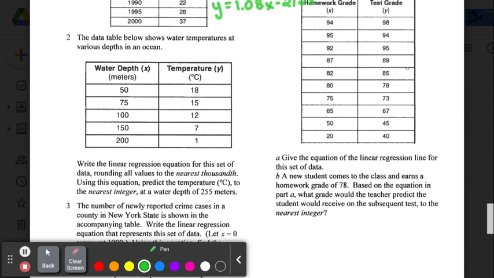Number 2, the data table below shows the water temperature at various depths in the ocean. Remember, when you see a table, you go, yes, stat edit, I got this.